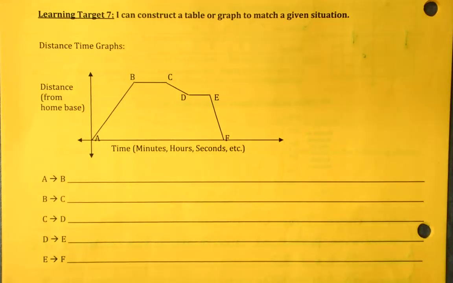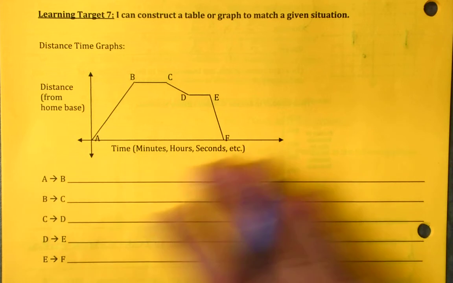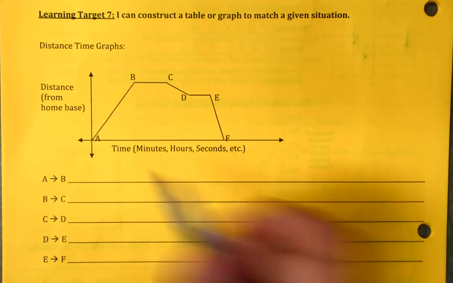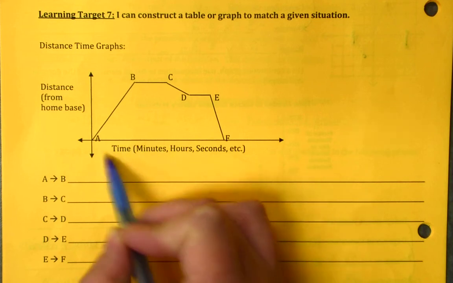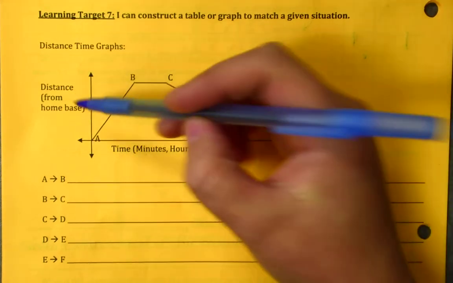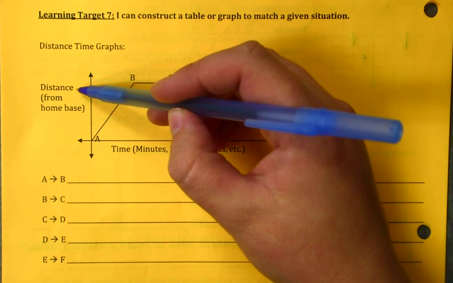The last learning target in Unit 1 is learning target 7, and it says, I can construct a table or graph to match a given situation. This is an example of a graph. The things I want you to notice are whatever is on the x, which in this case is time here, and whatever is on the y, which is distance.